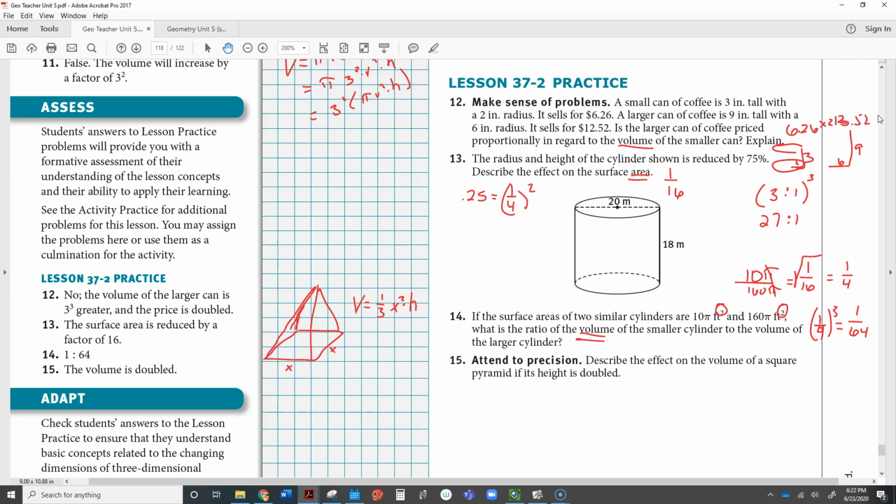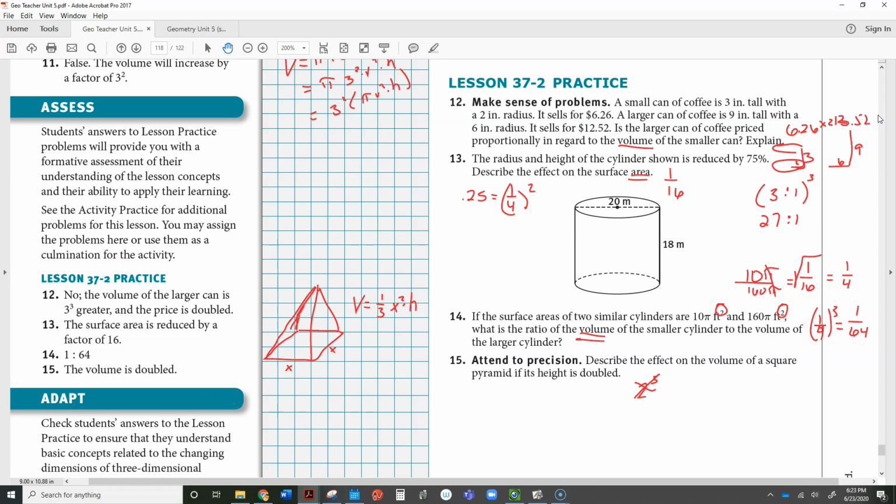Describe the effect on the volume of a square pyramid if its height is doubled. Again, did every measurement change? No. So be careful and don't say 2 cubed. A lot of people are going to say, oh, it's 2 cubed. No, it's not. It's not 2 cubed because every measurement didn't change. So over here, I drew a picture, and again, I wrote the volume down very much like I did the cylinder up top. What's going to change? Describe the effect on the volume.